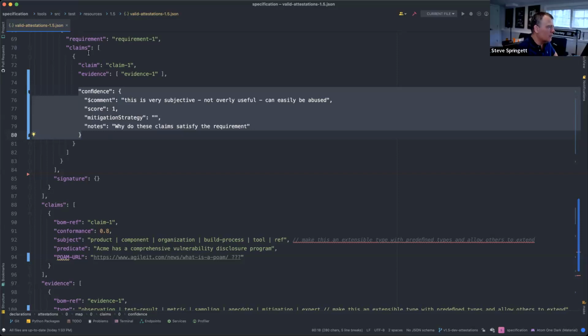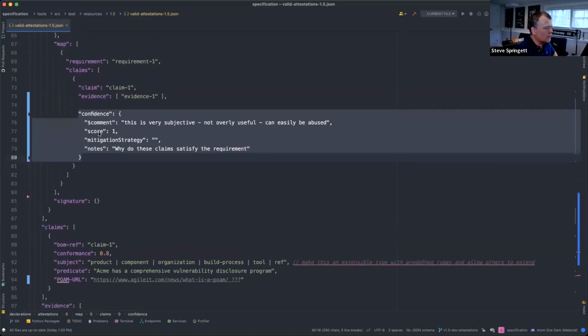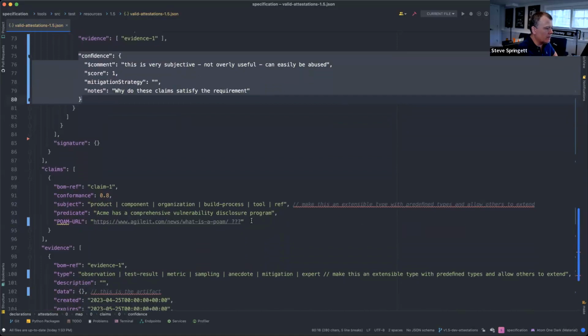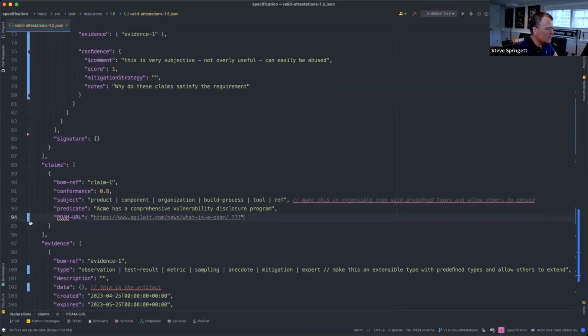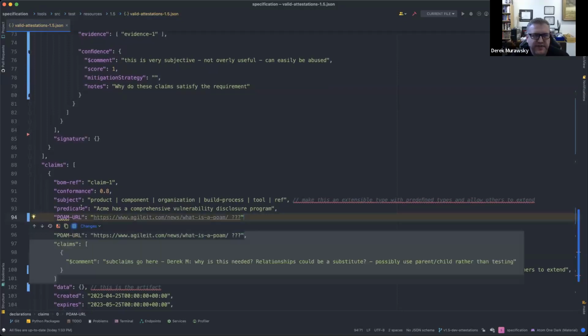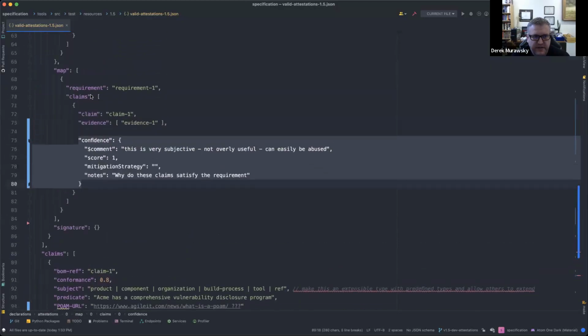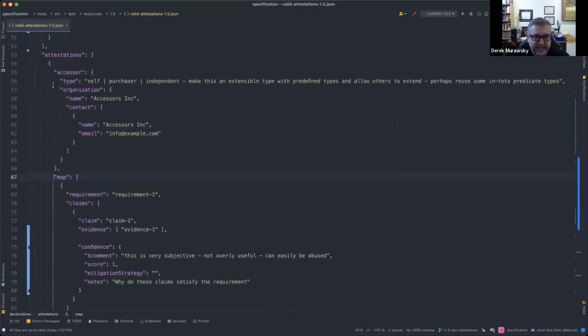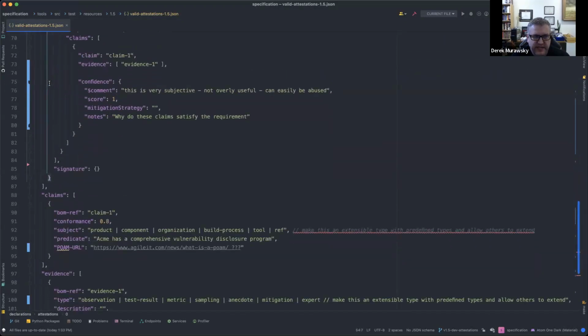Now, if we were to keep this purely a map, wouldn't confidence actually be down here? I guess the question was, is the confidence meant to be the confidence of the attestation or the confidence of the claim? Because where it is here, it's in the attestation. So how confident are we in this statement that we are making?